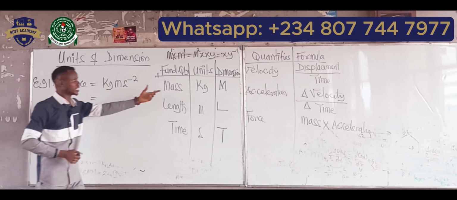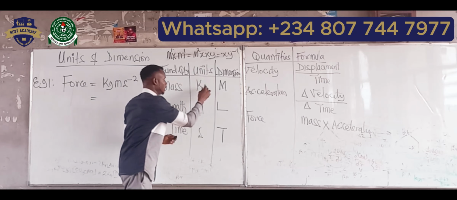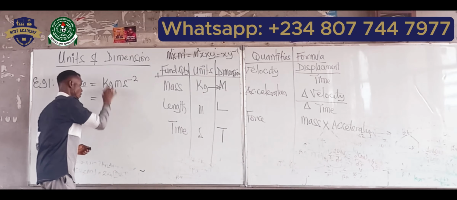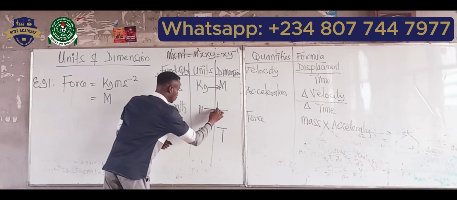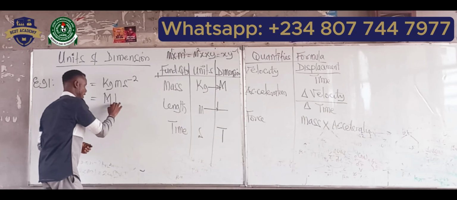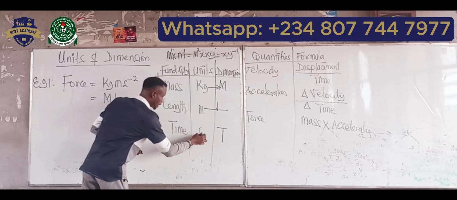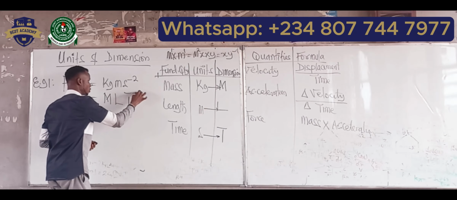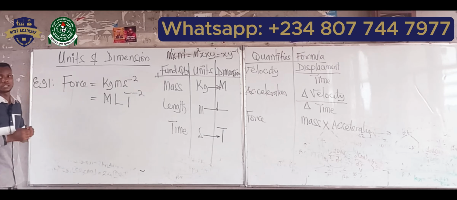Now let's go back to our chart. What is kg in terms of dimension? Capital letter M. What is meter in terms of dimension? Capital letter L. What is seconds in terms of dimension? Capital T, raised to the power minus 2. So this is the easiest way we can express our dimension.